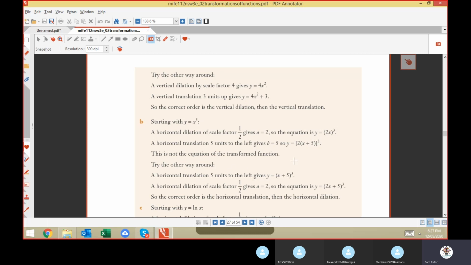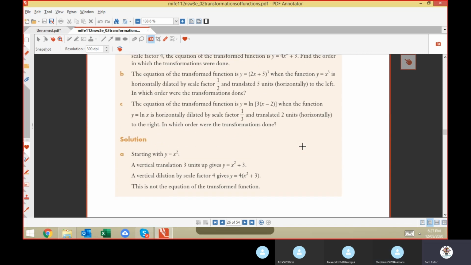If you first moved it 5 units to the left, so x plus 5, then you did your horizontal dilation, which is only attached to the x, then you actually get what you wanted, 2x plus 5 cubed. Do we get the difference between the two? Do we get how that becomes x plus 5 in brackets? Yep. Yeah, nice.